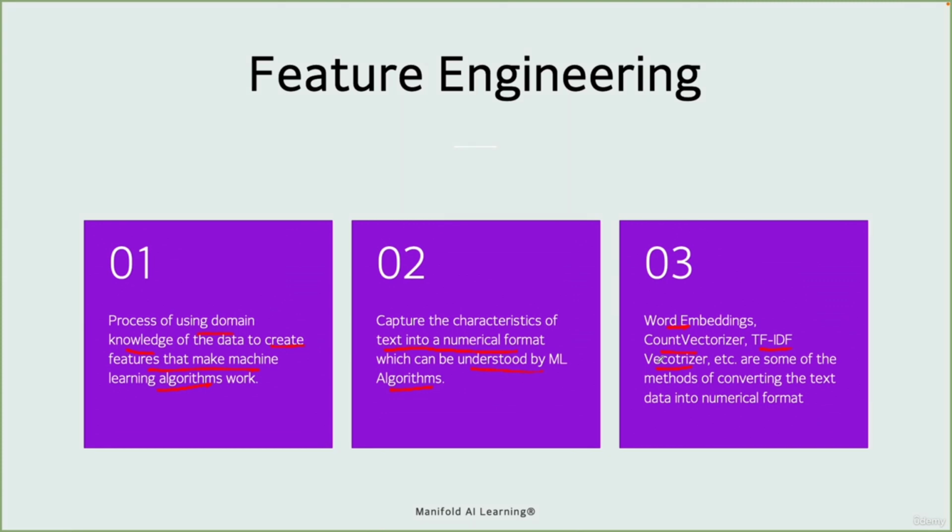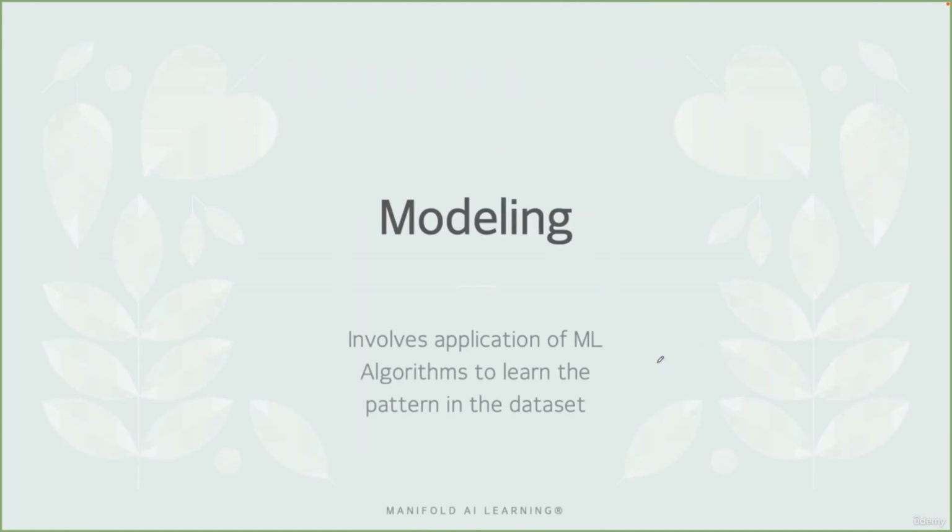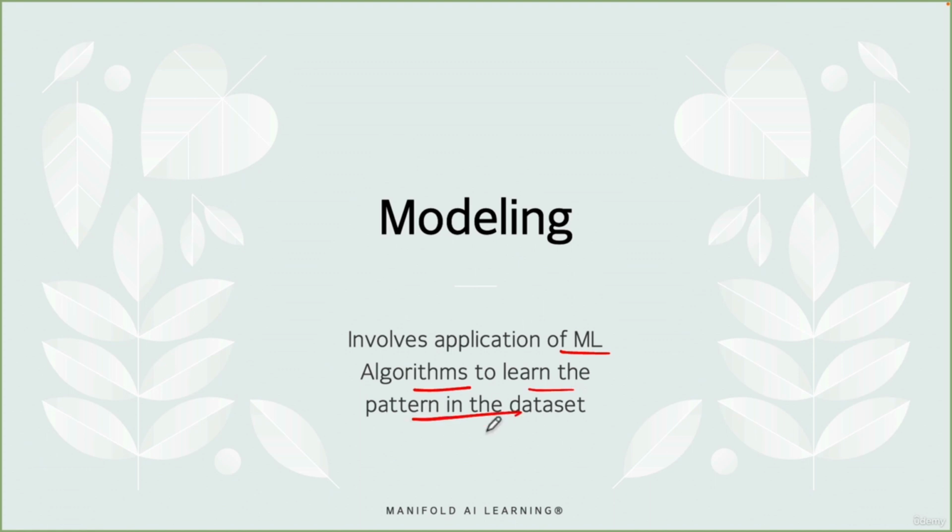These are all the various techniques that we can apply on the text data to convert it into a numerical format. Once we have the data in the numerical format, then our data is ready to apply on the machine learning model. So in the step of modeling, I'll be applying the machine learning algorithms to learn the overall pattern that is present in the data set. At this point, I can make use of either a machine learning model or a deep learning model depending on the task that we are performing.